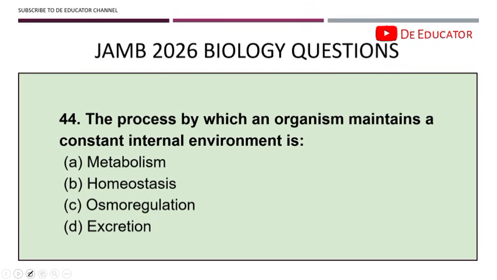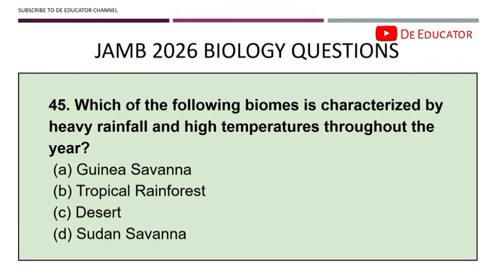Question 44. The process by which an organism maintains a constant internal environment is known as homeostasis. Question 45. Which of the following biomes is characterized by heavy rain and high temperatures throughout the year? The answer is tropical rainforest. It's a very common question. In a tropical rainforest, you always have heavy rainfall and high temperatures.